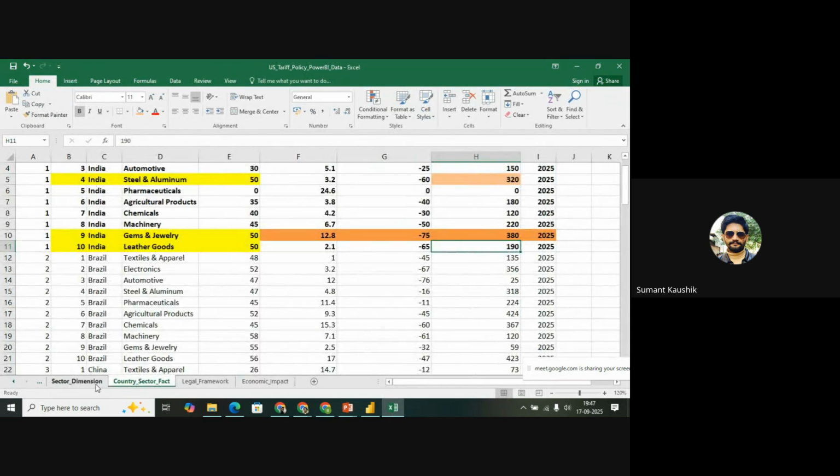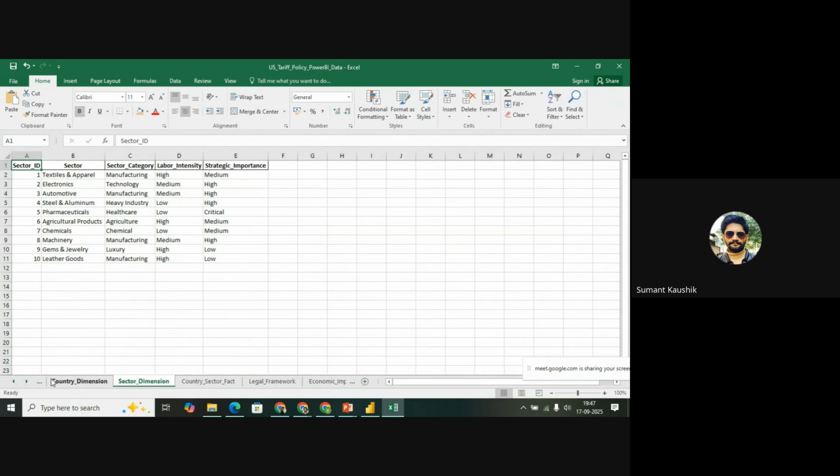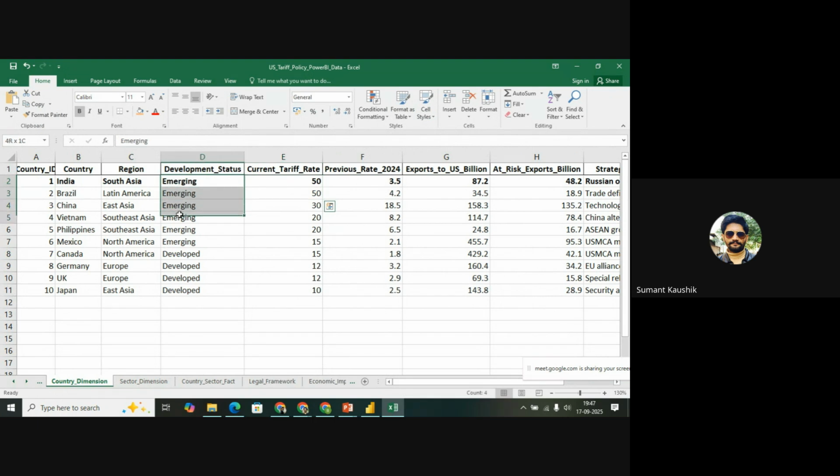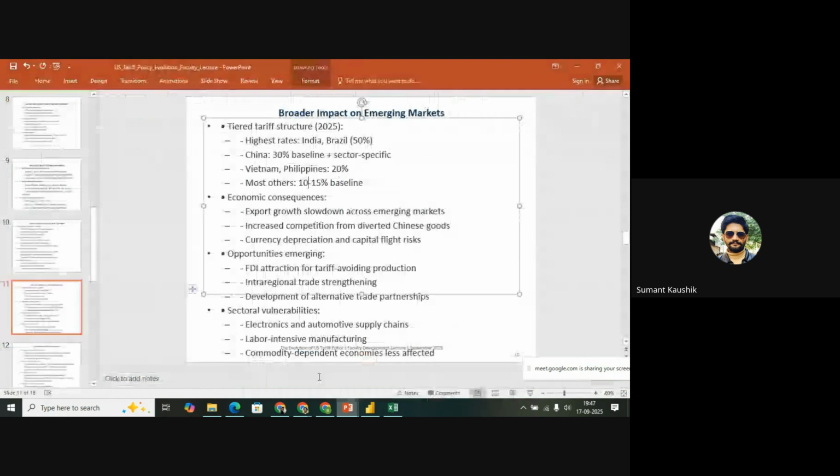If we talk about the country-wise analysis, as we have discussed, the most affected economies are the emerging economies. So the US is targetedly affecting the emerging economies through the tariff rate structure which it has followed. And if we talk about competition, which has now been diverted to Chinese goods, we now have to compete with Chinese goods because we are facing more tariff than China. And yes, there will be currency depreciation and capital flight risk.